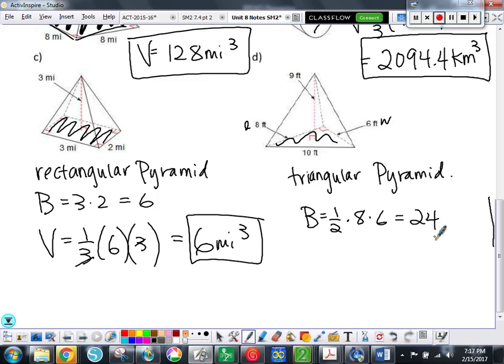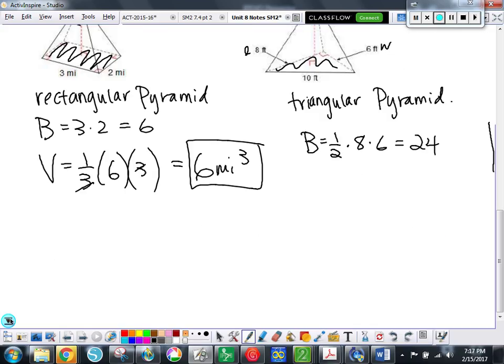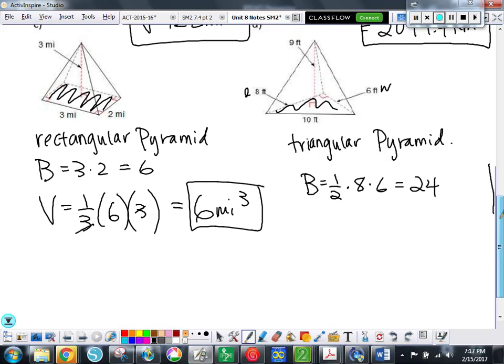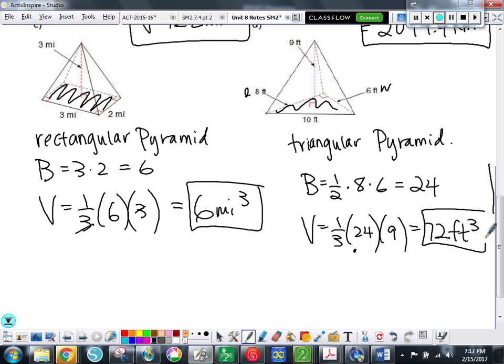If I want to find the volume, it is 1/3, because it always is, times the base area times the height. So 1/3 of 24 is 8. 8 times 9 is 72 feet cubed.